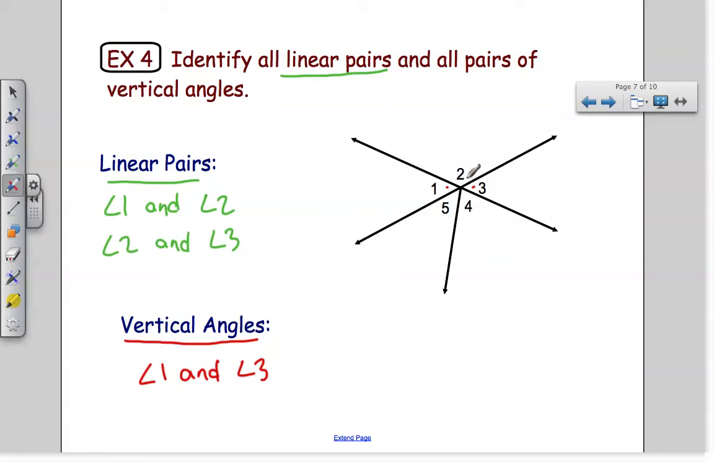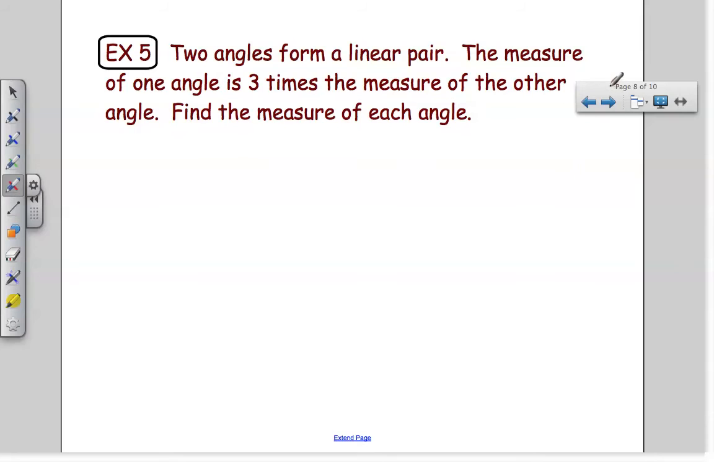Does angle 2 have a vertical angle? Unfortunately, when the lines cross, it would be like 5 and 4 together would be a vertical from angle 2, so in this case I can't really write that one down. So linear pairs and vertical angles.